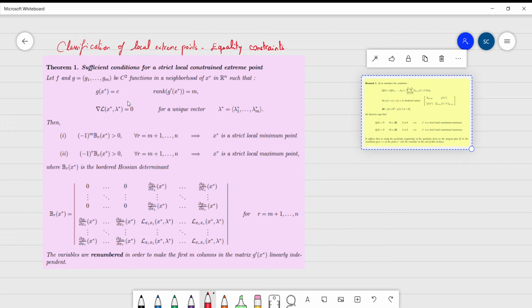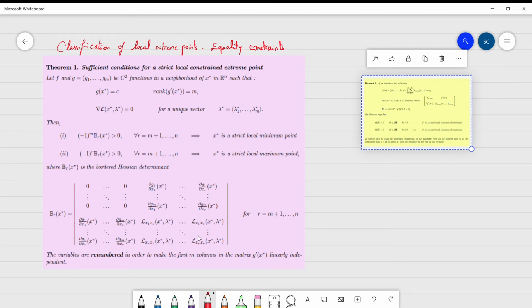Suppose that we have a constrained equality optimization problem, and we found a candidate local point for optimality by solving the equation gradient of the Lagrangian equals 0, where x star is a regular point. Then we have the following test we can make to check whether the candidate point is a local minimum or a local maximum. So let's see why such a determinant is appearing.